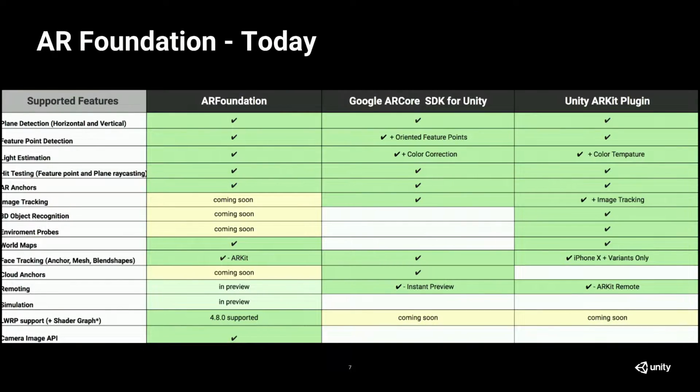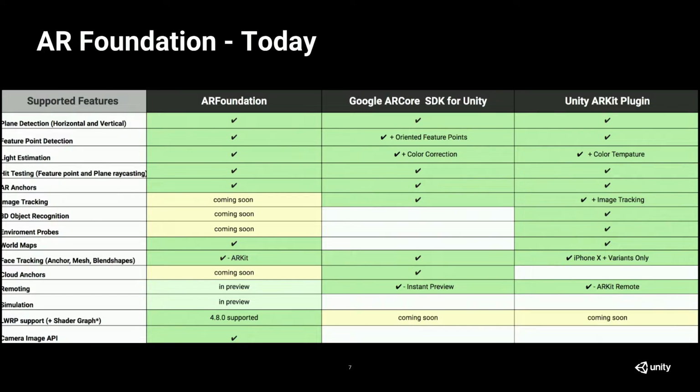So as mentioned earlier, the supported features right now are in this more core functionality. You see all the green checkboxes in the AR Foundation column there at the top, which obviously covers plane detection, feature point, light estimation. We've added some of the unique features that are only available on certain platforms.